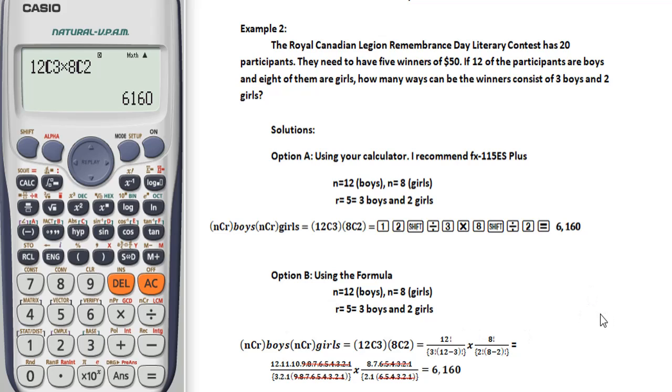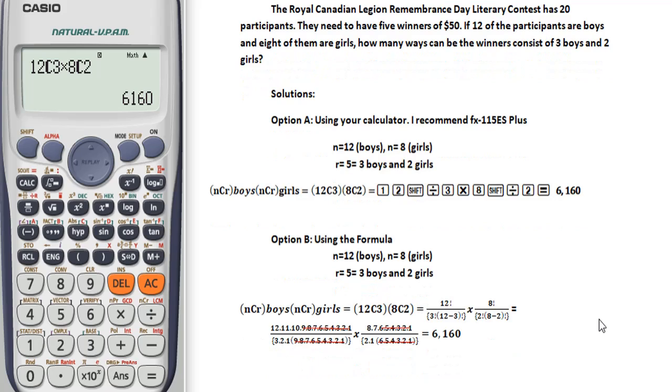And of course, for using the formula, I already made it for you, so if you can have a second to look at it and compare it, we'll get the same answer. So again, you have 2 options for the solution, but I still recommend option A, using our calculator.